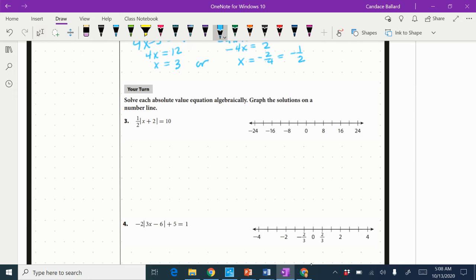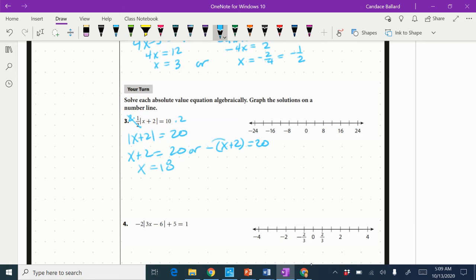So again, I need to isolate the absolute value. So I'm going to get rid of the 1/2 by multiplying by 2, which is technically its reciprocal. So we'd have the absolute value of x plus 2 equals 20. I'm down to just the absolute value, so we split it into a positive expression and a negative expression. I purposely do that so you remember it. So we're going to subtract the 2, which is going to give me 18. Really, we should have the word or in there.